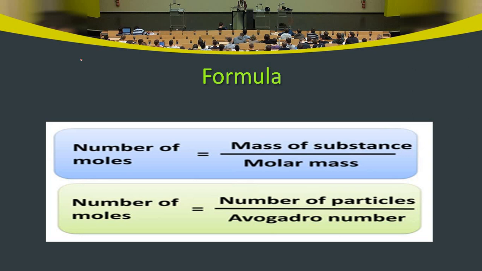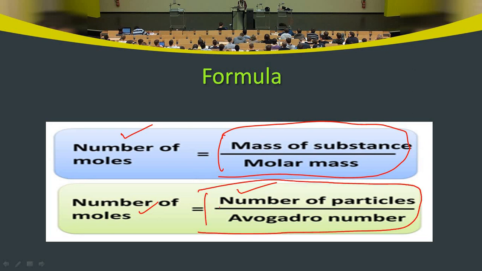So many times a question comes, find out the number of moles. There are two formulas by which you can find out the number of moles. The mass of substance divided by molar mass, by applying this formula you can find out the number of moles. Another is, if the number of particles is given, then again you can find out the number of moles by applying this formula, and this formula is number of particles divided by Avogadro number.